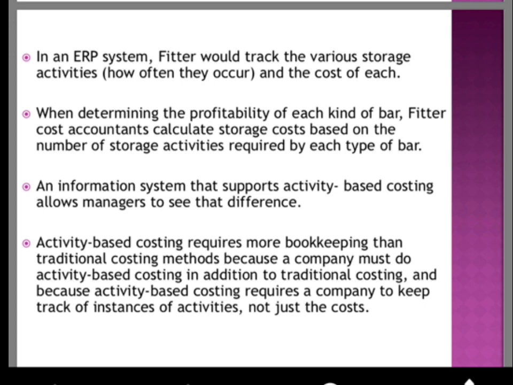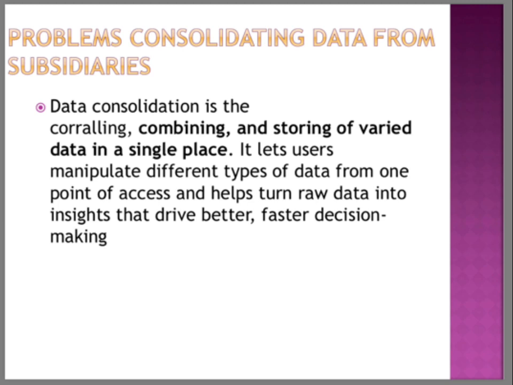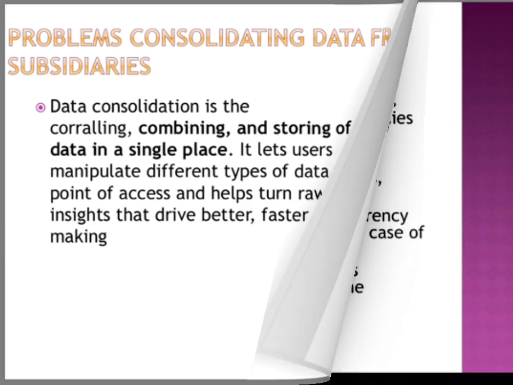And because activity based costing requires a company to keep track of instances of activities, not just the cost. So next is problems consolidating data from subsidiaries. Data consolidation is the corralling, combining, and storing of varied data in a single place. It lets users manipulate the different types of data from one point of access and helps turn raw data into insight that drives better, faster decision making.